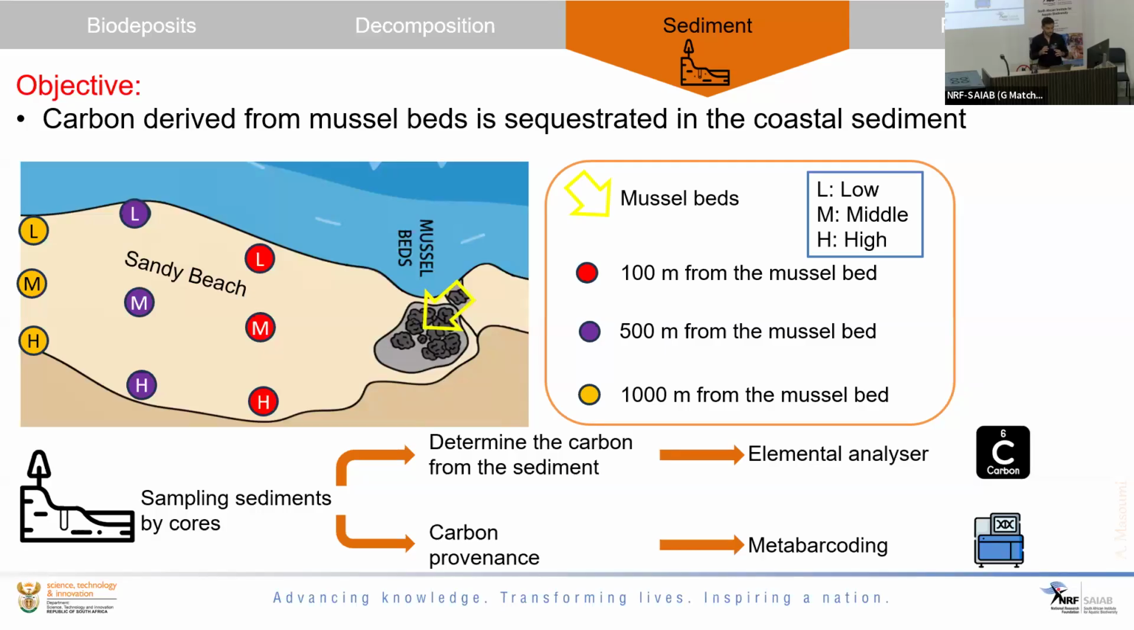The next chapter is collecting sediment samples by cores from mussel beds as well as different distances from mussel beds to determine the amount of carbon in those sediments by elemental analyzer. And another point is that although there are lots of methods for carbon provenance, most of them show overlap between different carbon sources. So we will use metabarcoding.